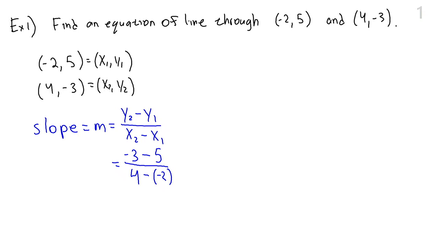So if we have a coordinate with a negative coordinate, we have to subtract the negative number. So on top here we have -8. On the bottom we have 6. If you want to simplify that into most reduced form, the slope is -4/3.